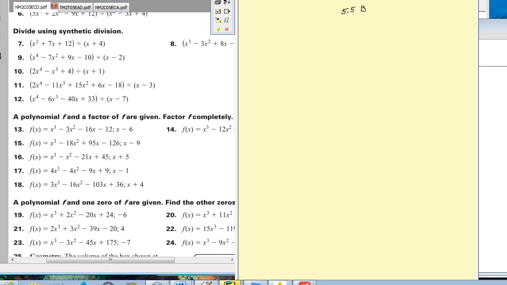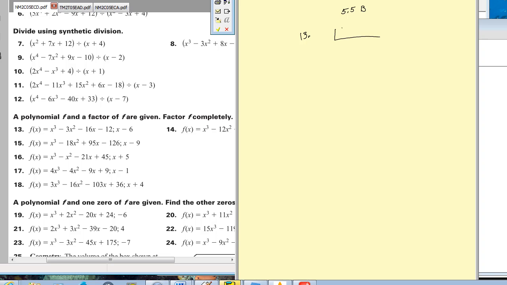This is 5.5b, and it's more examples using synthetic division. Let's look at the instructions on 13. It says a polynomial and a factor of f are given. Factor f completely. So, let's go ahead and set this up using synthetic division.